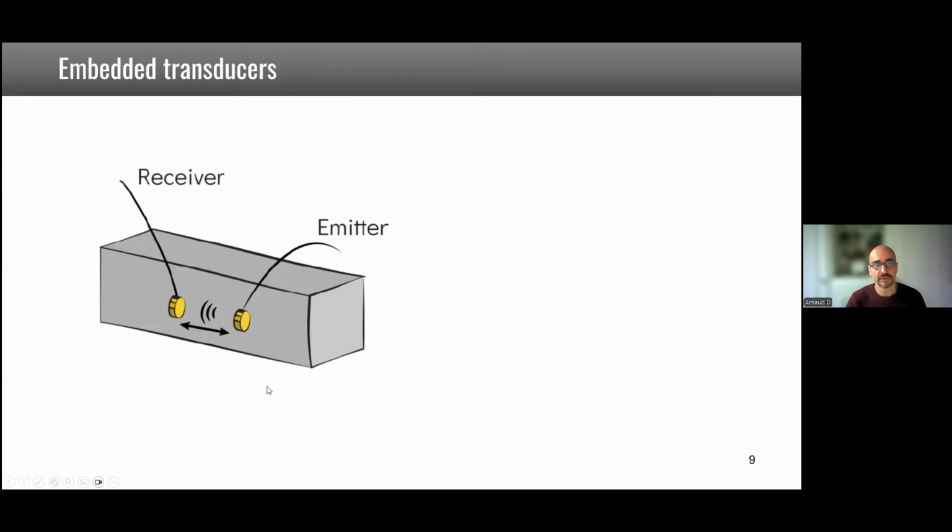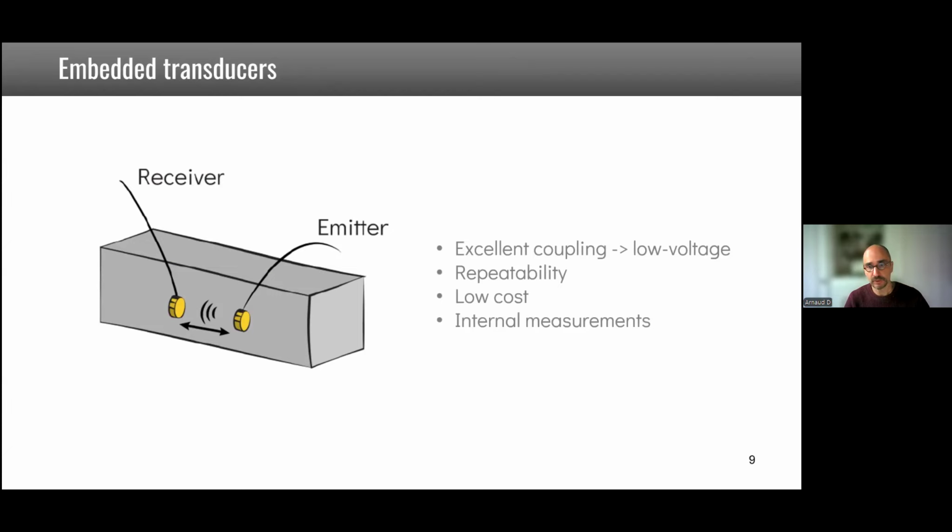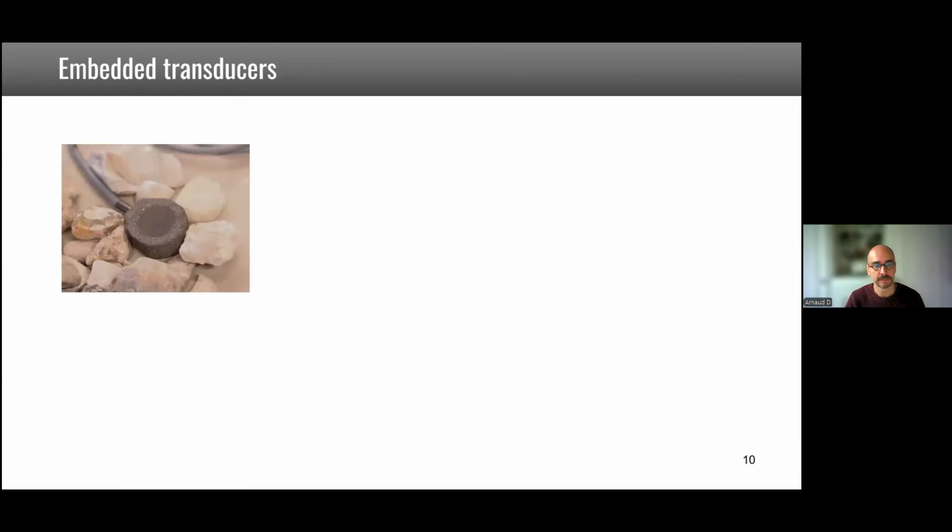So the advantage of these transducers is that you have a very excellent coupling, so you don't need a coupling gel or something like that. You have very good repeatability because you don't move your transducers. It's rather low cost if you do a good job at making the transducers. And you can also do some internal measurements, and your sensors are protected from the outside. So this allows you to do automation of measurements with very high repeatability and no user interaction.